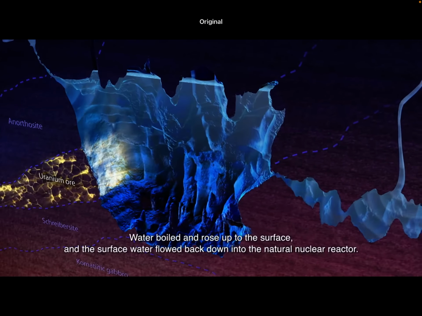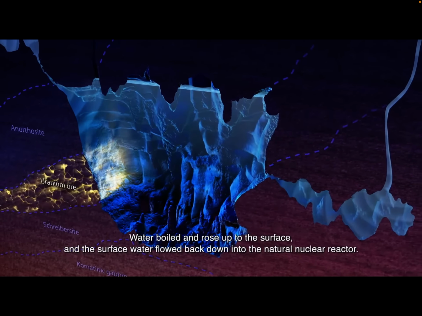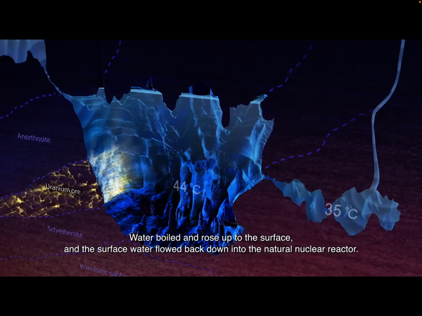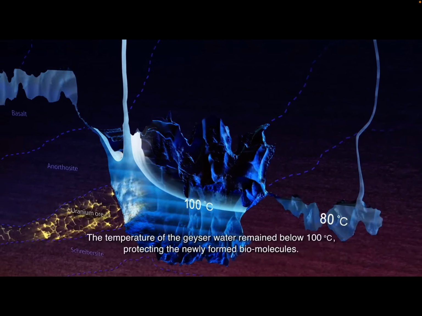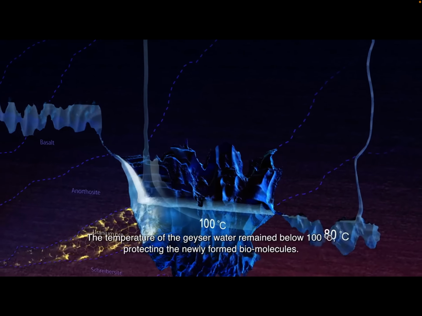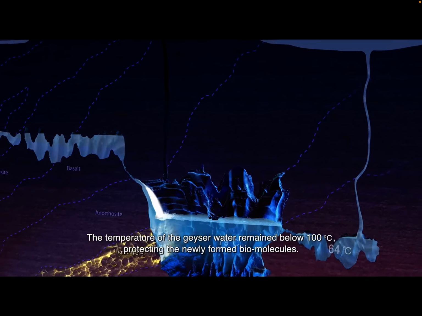Water boiled and rose up to the surface. The hot water flowed back down into the geyser because of the natural hot springs, a nuclear reactor. The temperature of the geyser water remained below 100 degrees.